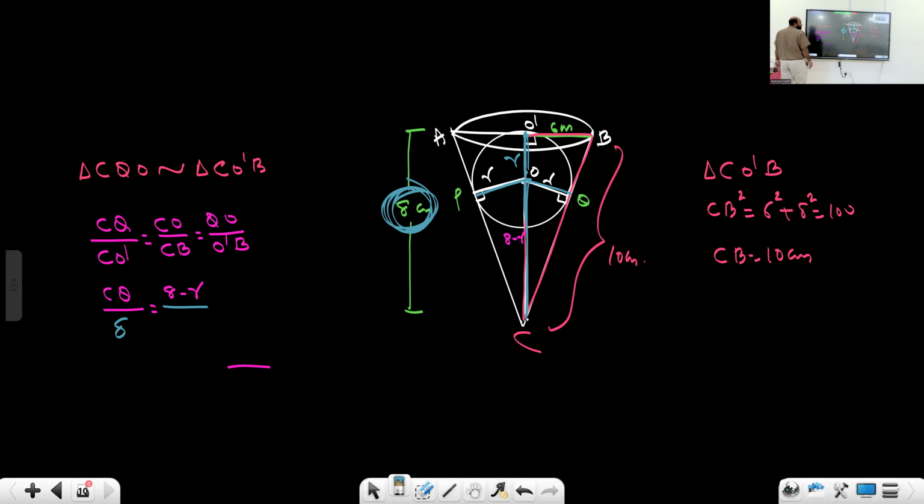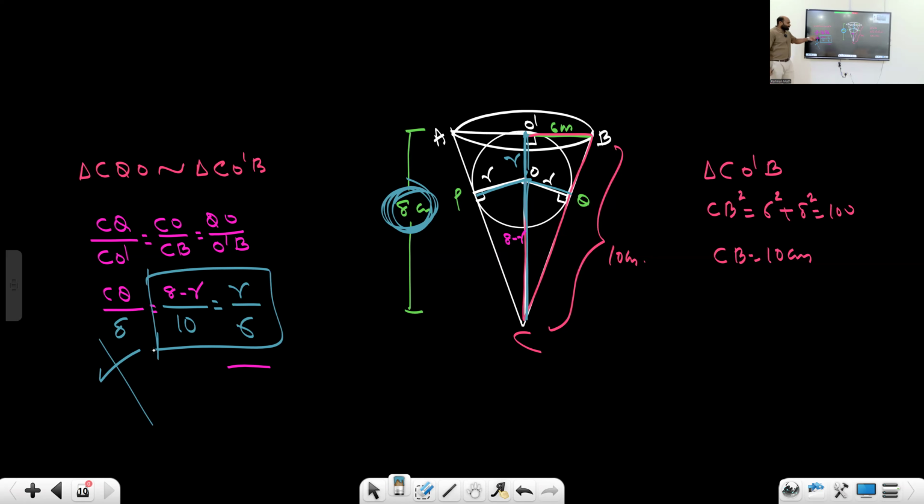What is CB? CB is 10. What is QO? R. What is O'B? 6. Forget about the other one. Take only this one and simplify. You'll get the radius. This much is done only to get the radius of this sphere. Solve only that, you'll get the radius.